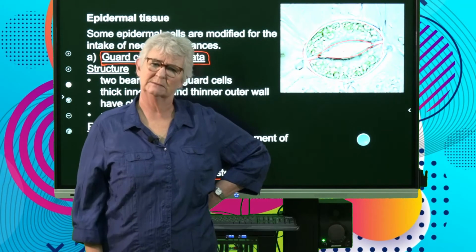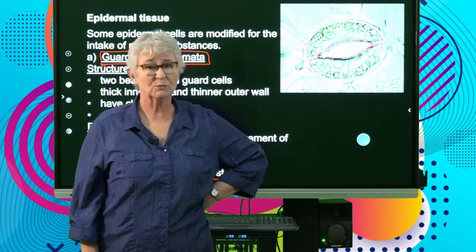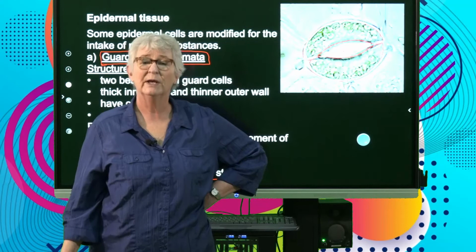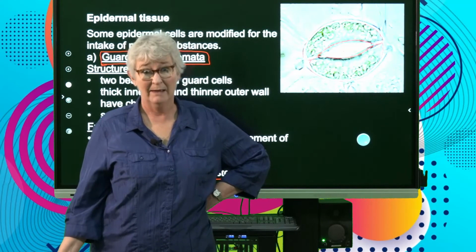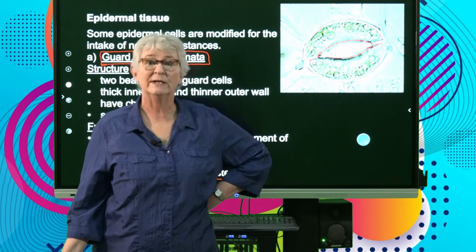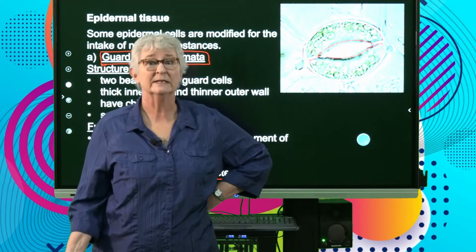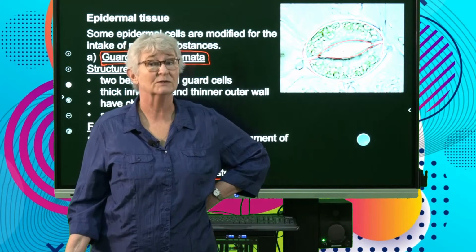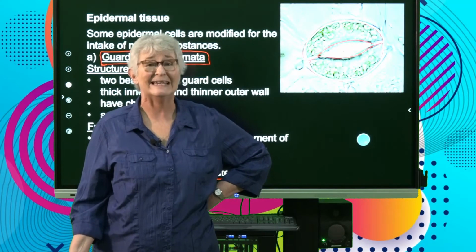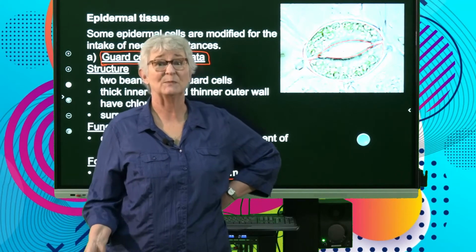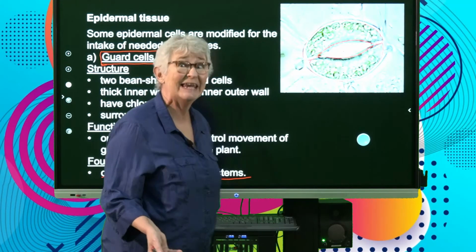Apart from gas, what else do plants need to take in? If you have a pot plant, what do you do? You water the pot plant. Where do you put the water? You put it in the soil, because in the soil are the roots, and the roots are specialized to take in water. And they can do this because they have specialized root hair cells.